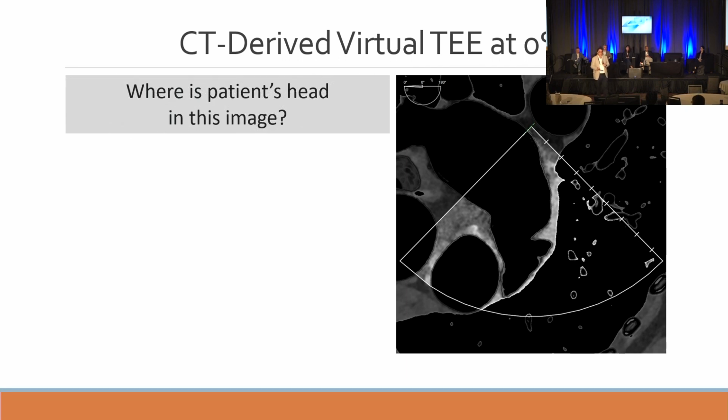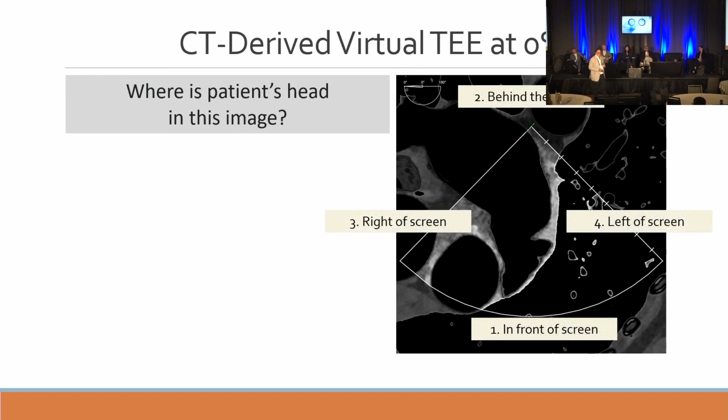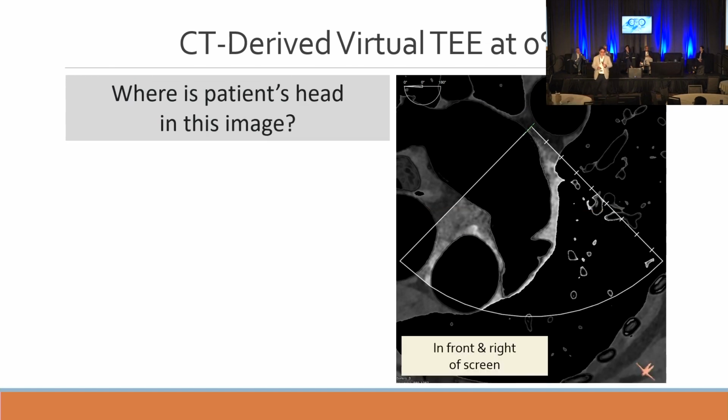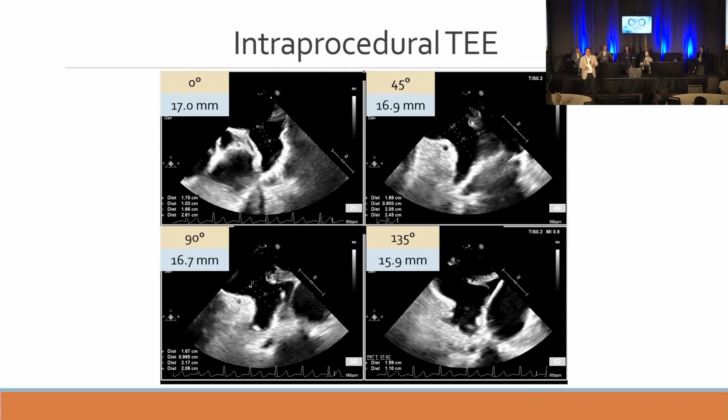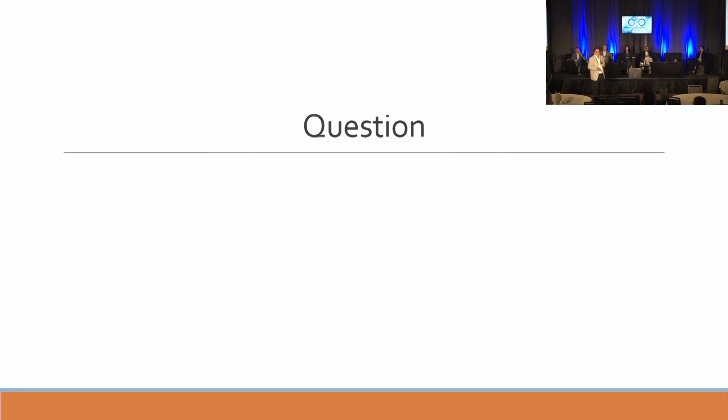And then here, where is the patient's head in this image? So these are the four choices, 25% chance to be right by statistics alone. Anybody? It's not easy, huh? So, okay. In front, there is a little man on 3mensio. If you want to be fancy, you call it a homunculus. Little, okay? So this is really a representation. And then with intraprocedural TEE, very similar measurements.